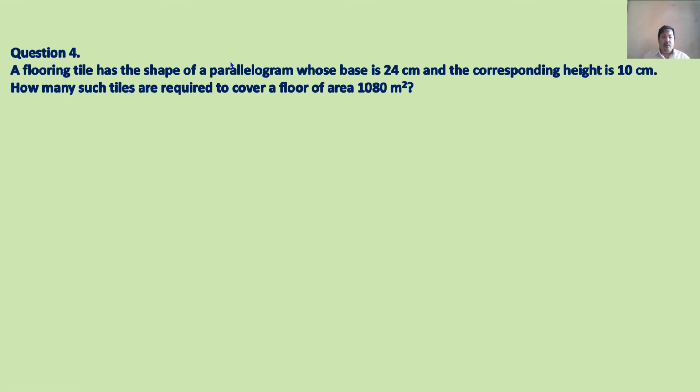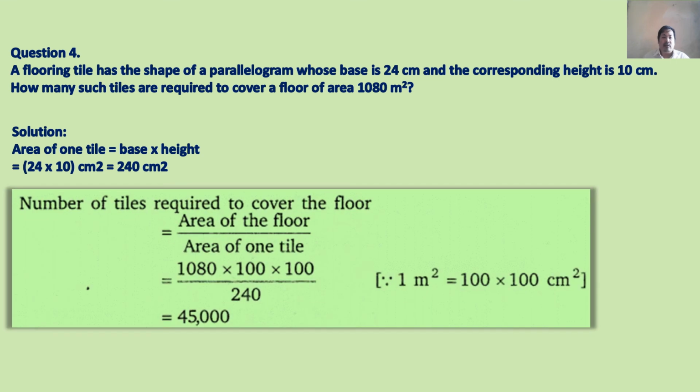That means how many such tiles are required to cover. See, you have to find out the area of the tile first, and we have to divide the total area of the floor by this area. Then you will get the number of tiles, isn't it? Yes. So let us see the solution. Area of one tile is base into height, as it is a parallelogram, isn't it? Then we have here 24 into 10 centimeters square, that is 240 centimeters square here. Then the number of tiles required to cover the floor is the area of the floor divided by the area of one tile. One tile we get here 240, isn't it?